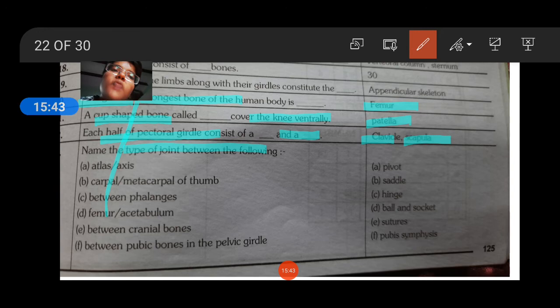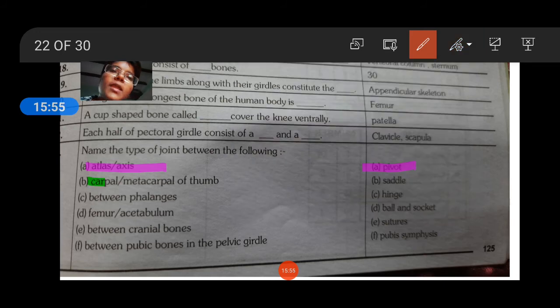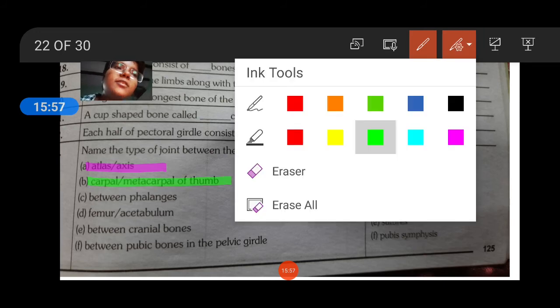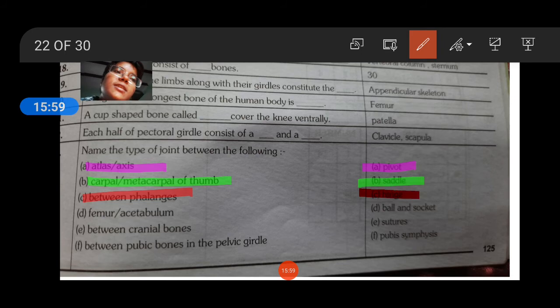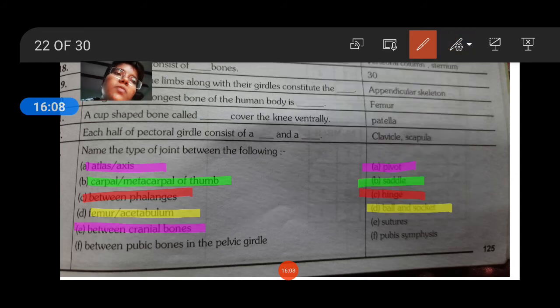Name the type of joint between the following. Atlas and axis is pivot joint. Carpal and metacarpals of thumb, saddle joint. Between phalanges is hinge variety, and femur and acetabulum, ball and socket joint. Between cranial bones, sutures, and between pubic bones of the pelvic girdle, pubic symphysis.